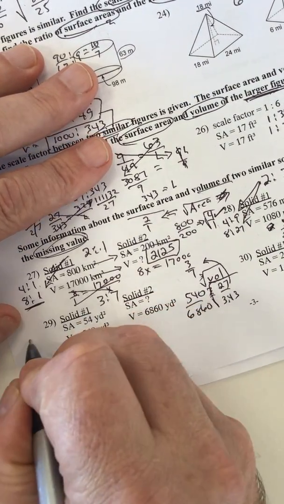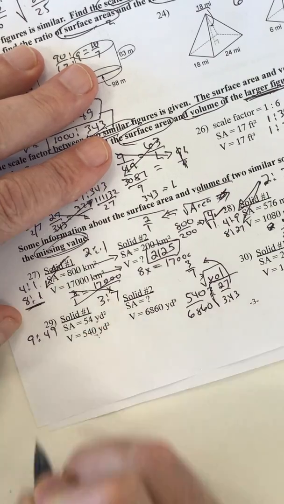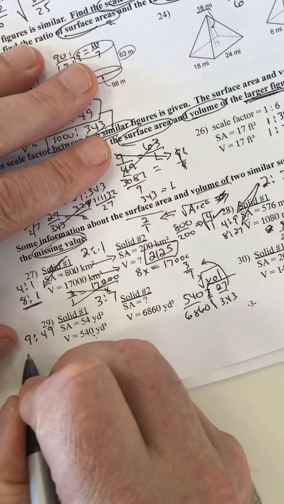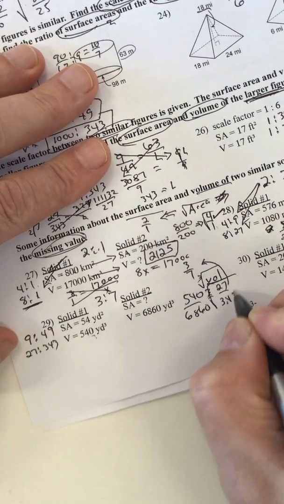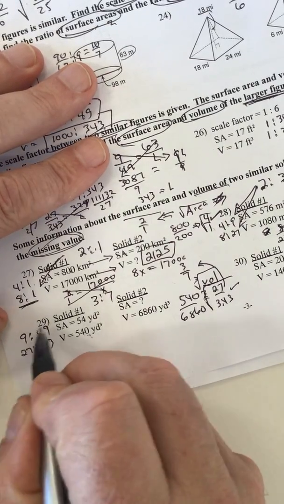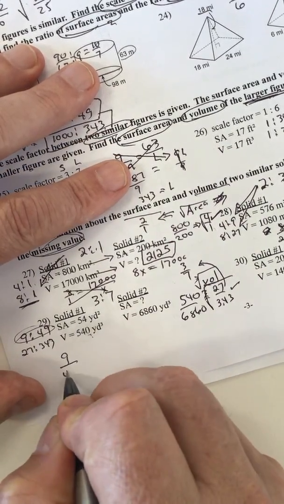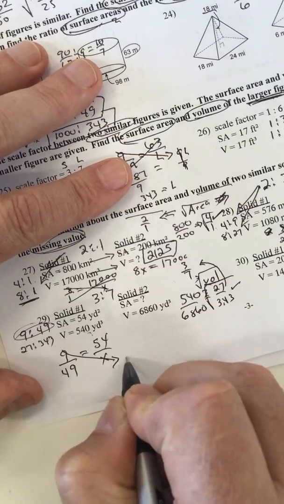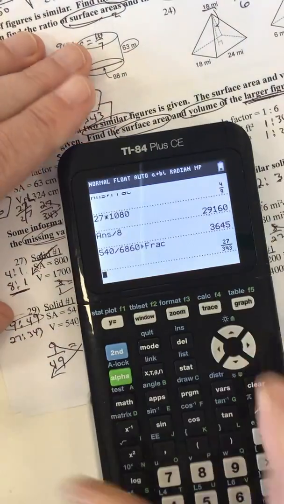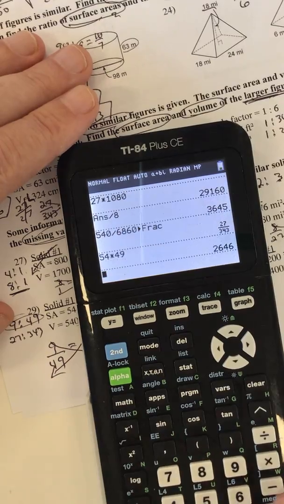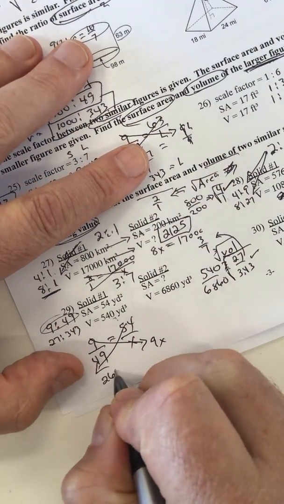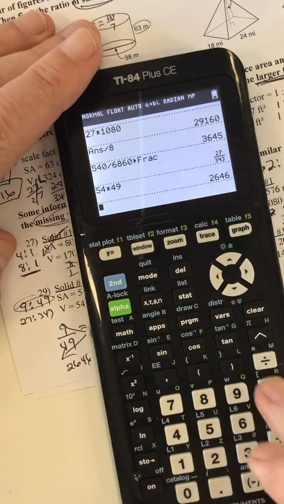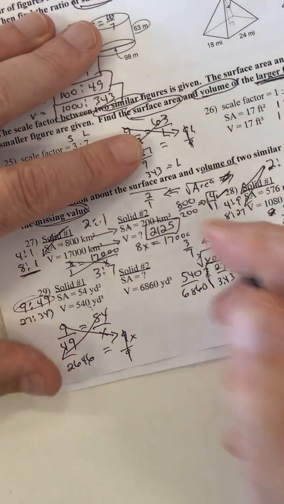So when I square that up, that's where 9 to 49 comes from. That will be the surface area. And if I cube it, that's 27 to 343, which is what we saw in the first place. But this is the one I need, 9 to 49. So small to big is small to big. So here I have 9x. Here I have 54 times 49, which is 2646. So 2646 divided by 9 is 294.